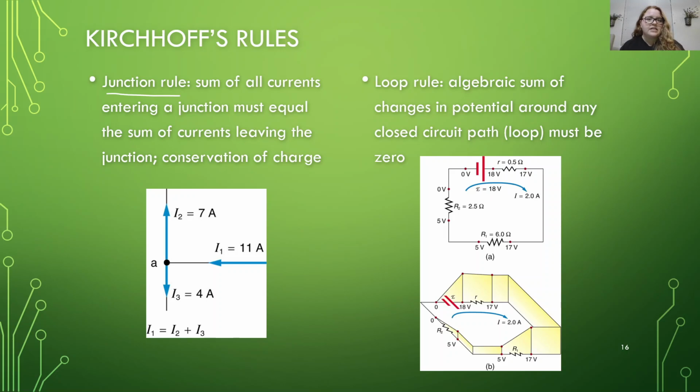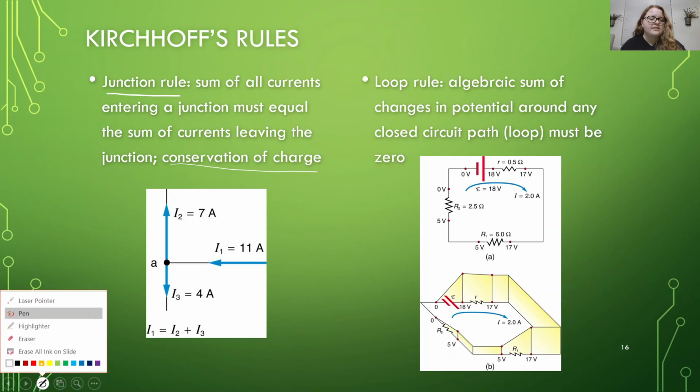So whatever comes in must also go out, okay? And this is due to the conservation of charge. Remember that currents are the flow of charge, okay? So if we have a flow of charge going into something, then we must have the same flowing out, okay?